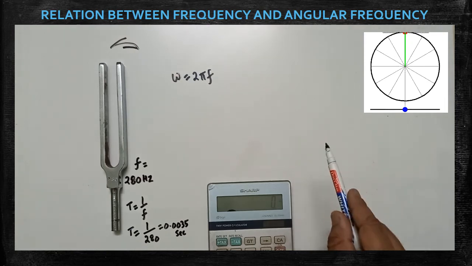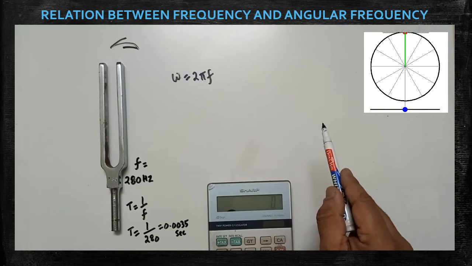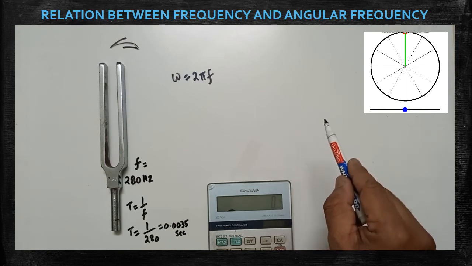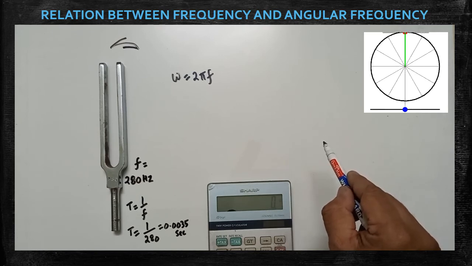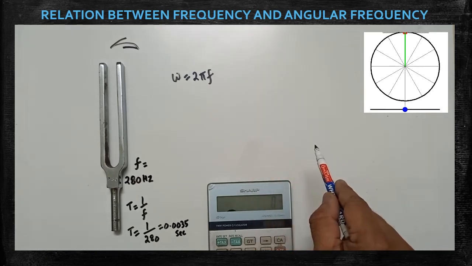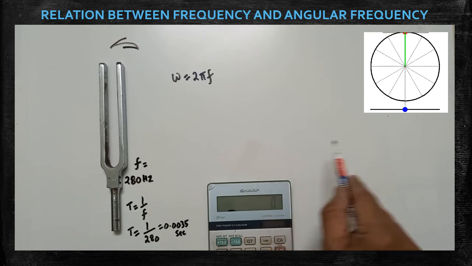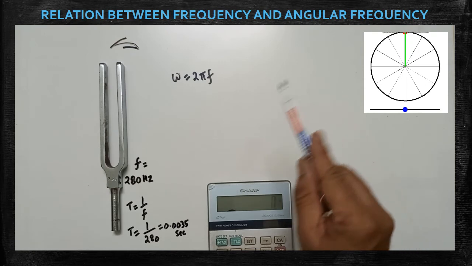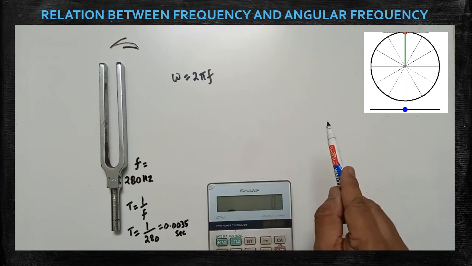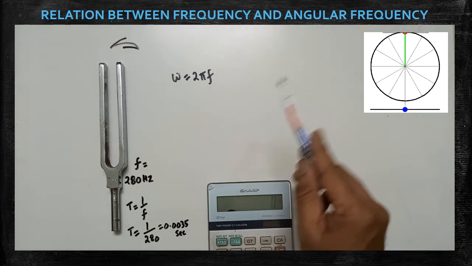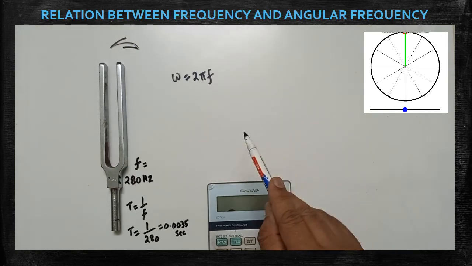Here in this animation, the particle is moving in the circular path. But what happens? Its projection is moving here and there in simple harmonic motion. Are you clear? So the simple harmonic motion particle has linear frequency. The particle which is moving in the circular path has angular frequency. Are you clear? By knowing the value of linear frequency, we are able to calculate the angular frequency.